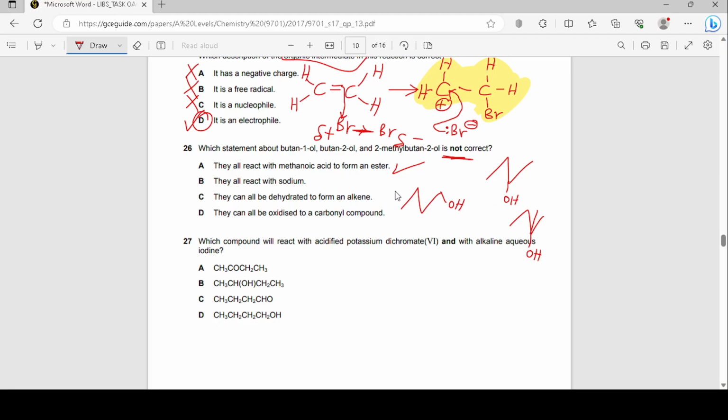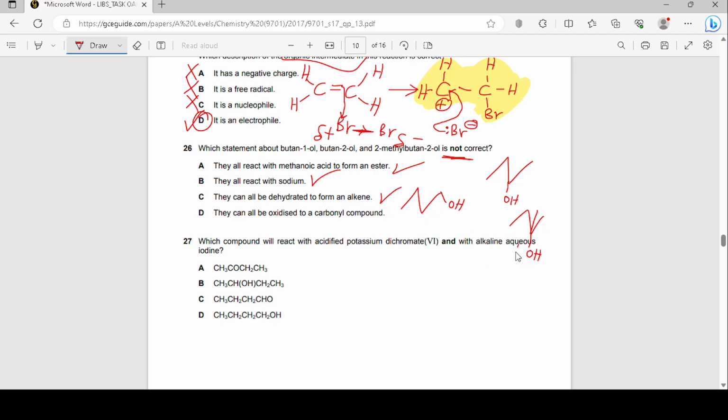They all react with sodium. That is also true, because again they have alcohol groups, so they will react with sodium. All of them give you a compound like this, and then instead of OH it'll be ONa. They can all be dehydrated to form an alkene. Again, that is true, because they are all OH compounds.